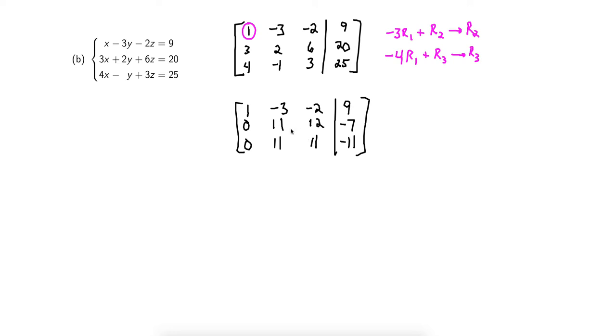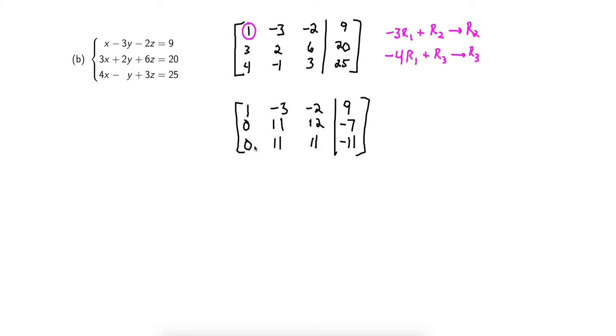All right, so now we want to get the value in the second row, second column, equal to 1, which for this one, because it's 11, we would have to either multiply the second row by 1 over 11, or again, you could just divide the second row by 11. And that's all well and good, and you are absolutely allowed to do that. However, you're going to get 12 over 11 here and negative 7 over 11 here. So rather than work with fractions, the third row is a lot friendlier.